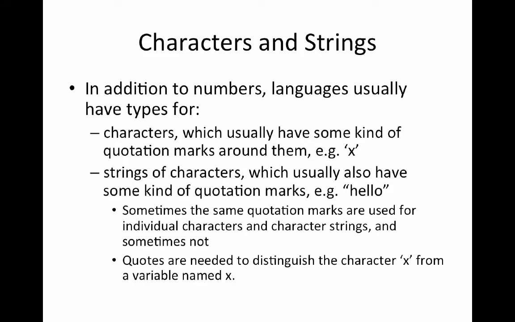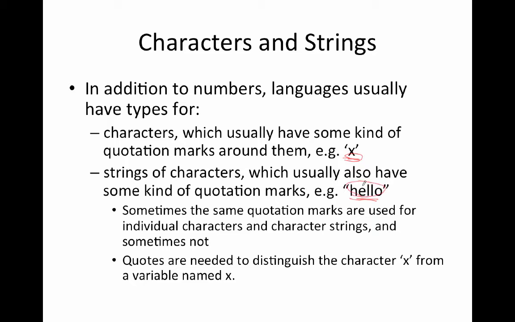In addition to numbers, languages usually have types for characters, which usually have some kind of quotation mark around them. So for example, the character X is denoted with some kind of quotes. And you can also have strings of characters, which store things like words, and they also have some kind of quotation marks around them. So for example, the string of characters hello. Sometimes in a language, the same quotation marks are used for individual characters and for strings of characters, and sometimes different kinds of quotation marks are used. So for example, single quotes for a single character or double quotes for strings of characters.